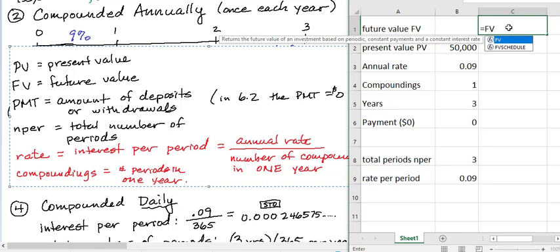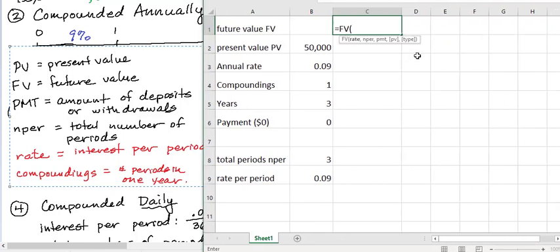We use the regular FV, and to select that, you can hit the tab button. And then notice that when I hit the tab, it put a parenthesis in here. And then I also have a template for what information Excel needs in order to figure out the end value of this investment. First thing it wants is the rate. That is a rate per period. It's not the annual rate, it's per period. Number of periods was 3. Then it wants the payment, which is nothing, no additional deposits or withdrawals.